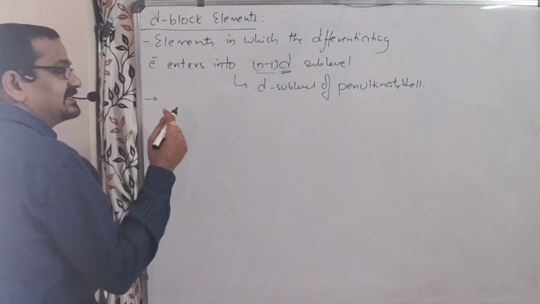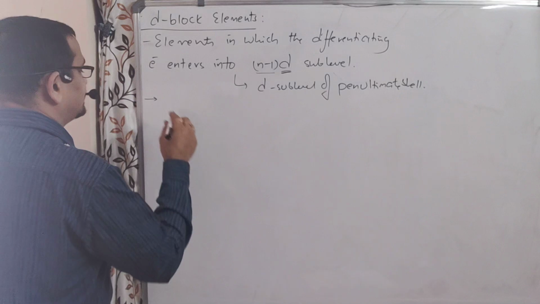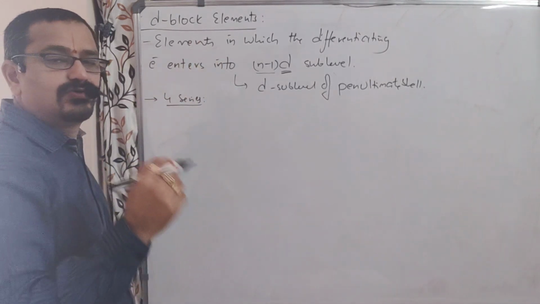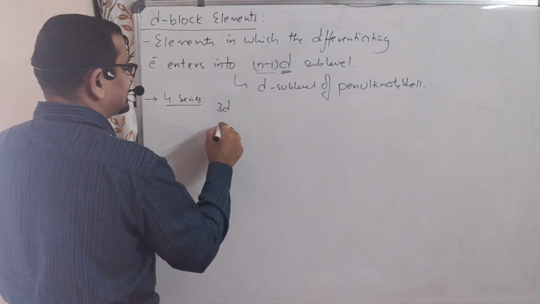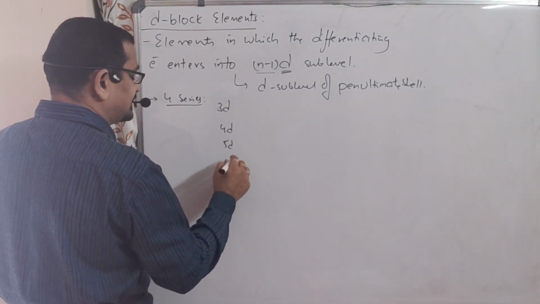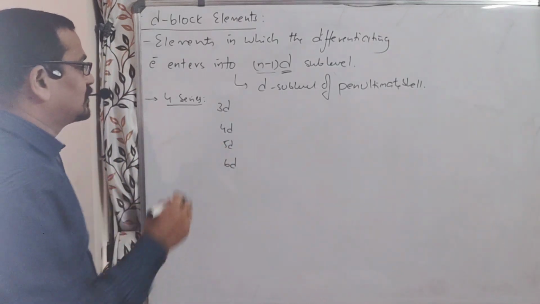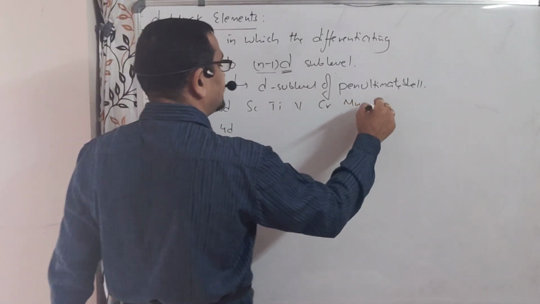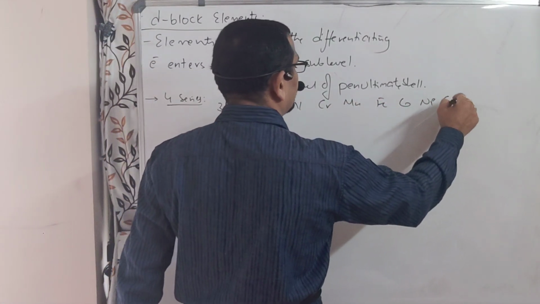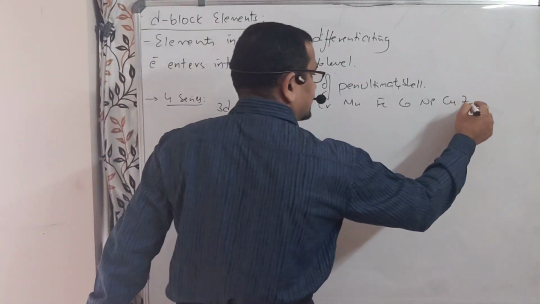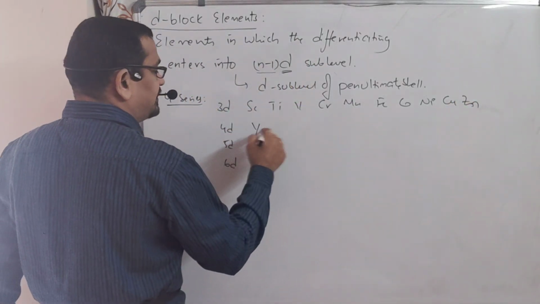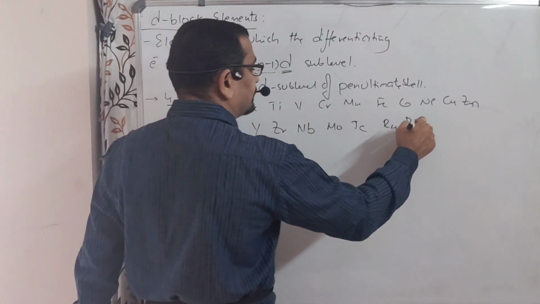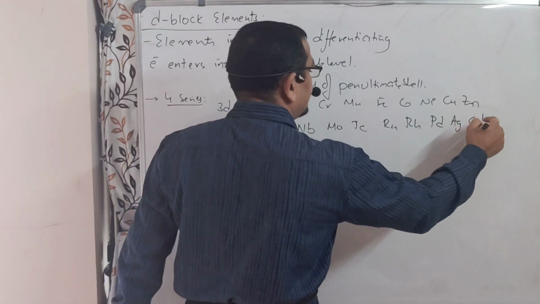Now this D block contains how many series of elements? It contains 4 series of elements, namely 3D series, 4D series, 5D series and 6D series. What are 3D series members? Scandium, titanium, vanadium, chromium, manganese, iron, cobalt, nickel, copper and zinc. Next, 4D series are yttrium, zirconium, niobium, molybdenum, technetium, ruthenium, rhodium, palladium, silver and cadmium.